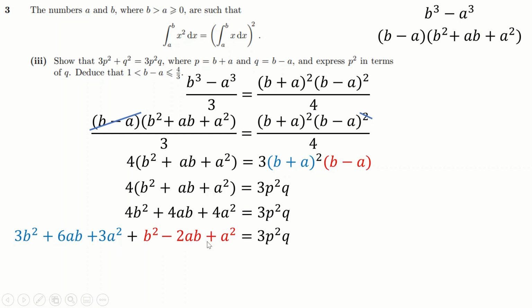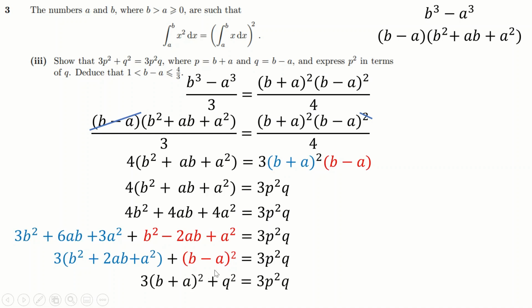Now, why have I done it? The colors might help you to see, because this red thing here factorizes beautifully into this, right? Because when I expand that out, it's b squared minus 2 cross terms of ab plus a squared. Now, this has a 3 that I can factorize out to leave it behind this, but this also factorizes beautifully into b plus a squared. But remember, b minus a is q from up here, and b plus a is p from there. So I get 3p squared plus q squared equals 3p squared q, which is exactly what was required.